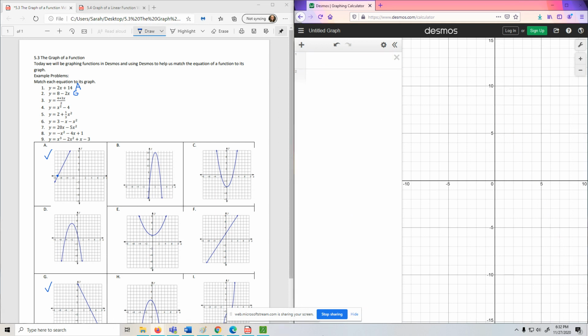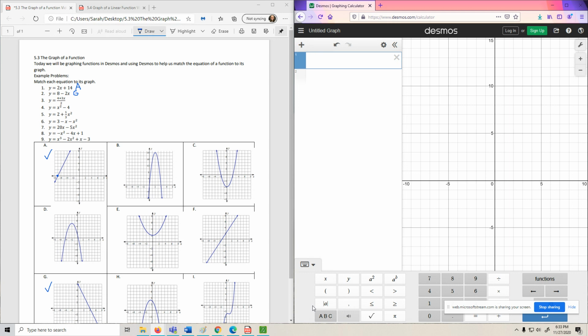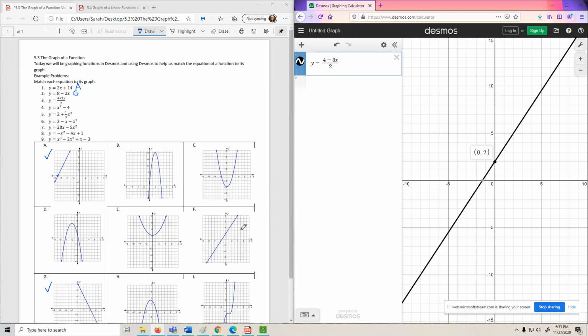Number three, I'm going to show you how to do this fraction in Desmos. So on your iPad, you'll be using this keypad. I usually just type things in on my keyboard on the computer. But to do that fraction, I do y equals, and the way I get a fraction in Desmos is before I start typing my fraction, I hit this division key. I type in the top of my fraction, 4 plus 3x, and then you can just click underneath here and type in the bottom of your fraction. I also get a line. This line is crossing the y-axis at 2. This is exactly what I'm seeing in graph F. So this one is F.